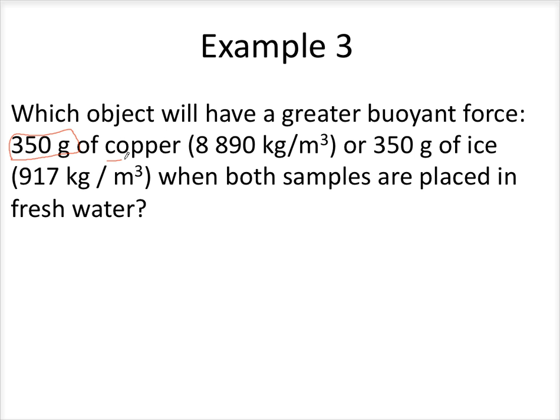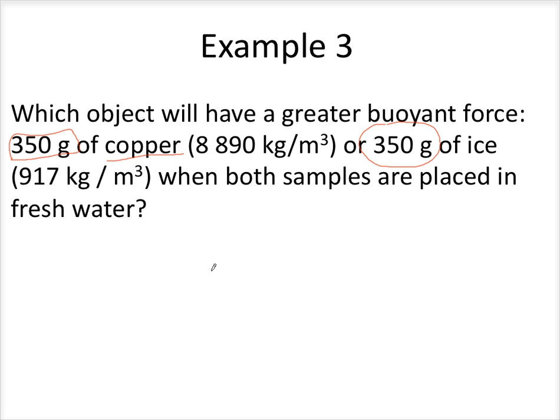One object is copper, a solid sample of some geometric shape, with a mass of 350 grams. And then we have a solid chunk of ice that has the same mass, 350 grams. Your task is to compare the buoyant force.